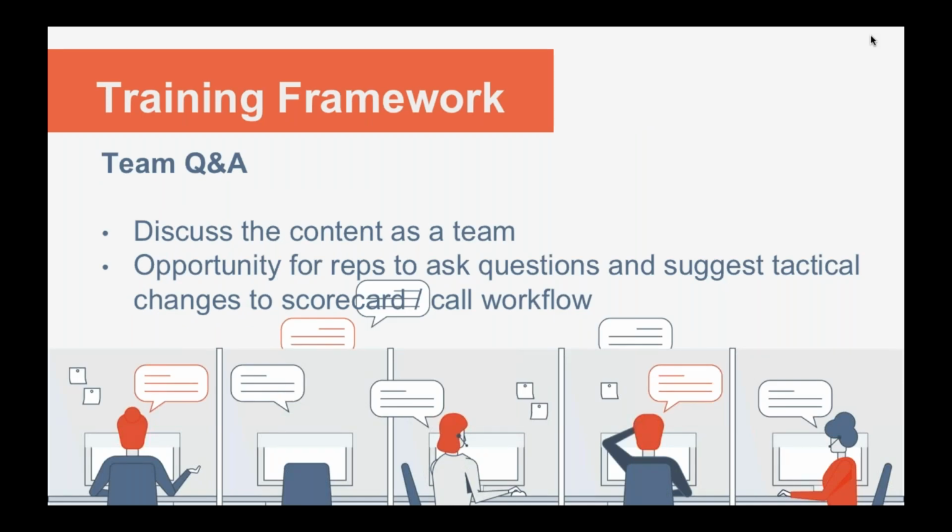So when you do Q&A, make sure that you start by having a high-level discussion of the content with the team. It's okay for people to provide feedback, but you want to make sure that it stays on track, and that every question that's asked is relevant to the skill that you're addressing. And it is an opportunity for people to suggest tactical changes. You'll often have really high performers that are able to provide a lot of really good feedback on how they think that the scorecard should work, which is helpful when you're first starting to roll this out.